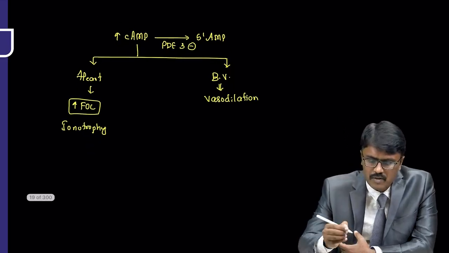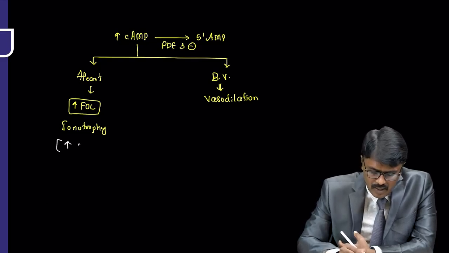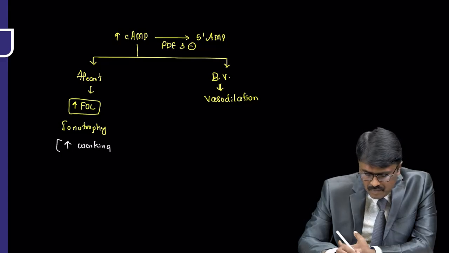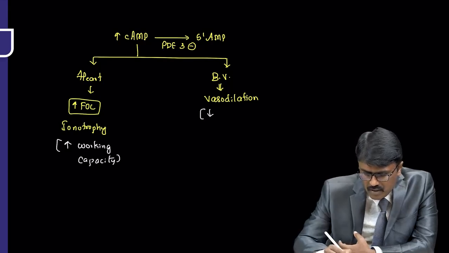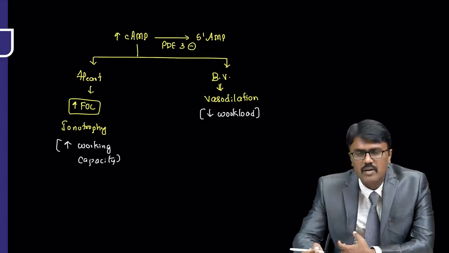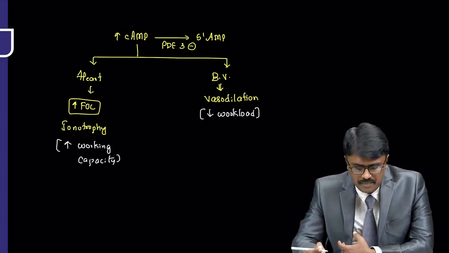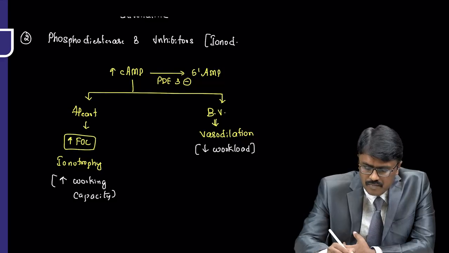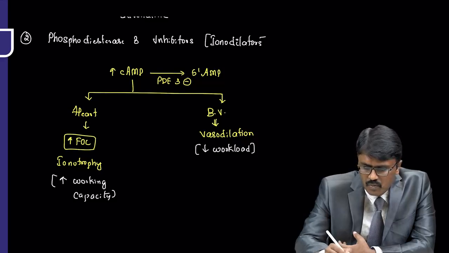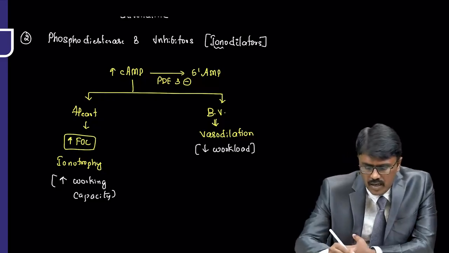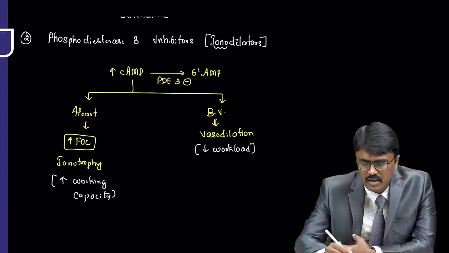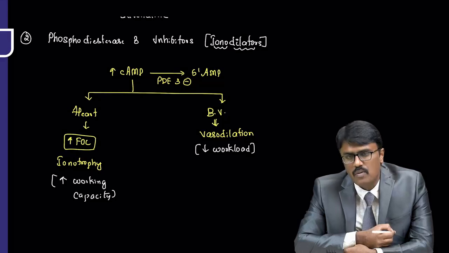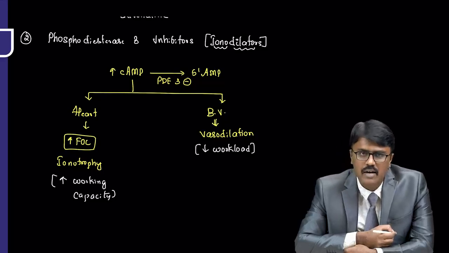Now, what was the purpose in acute CHF? I told you, you have to increase the working capacity. And by vasodilation, you have to decrease the workload. So the drug is an ideal drug which can do both. It can increase the working capacity and decrease the workload by causing vasodilation. These phosphodiesterase 3 inhibitors are also called ionodilators. Why? Because they cause ionotropy, that is, increase the force of contraction. They dilate the blood vessel, that's why they are called dilators, ionodilators. So they have an advantage.